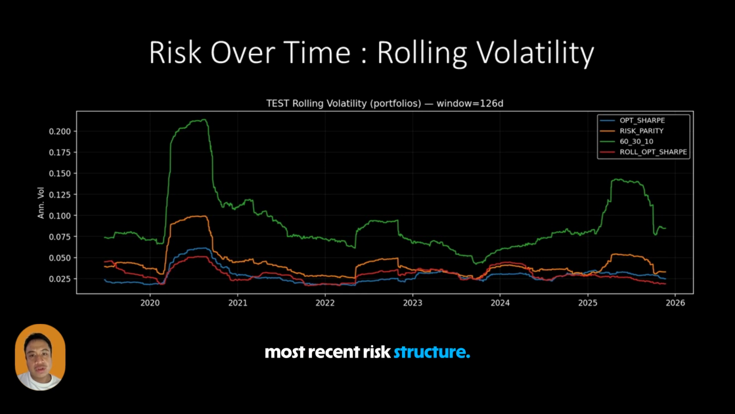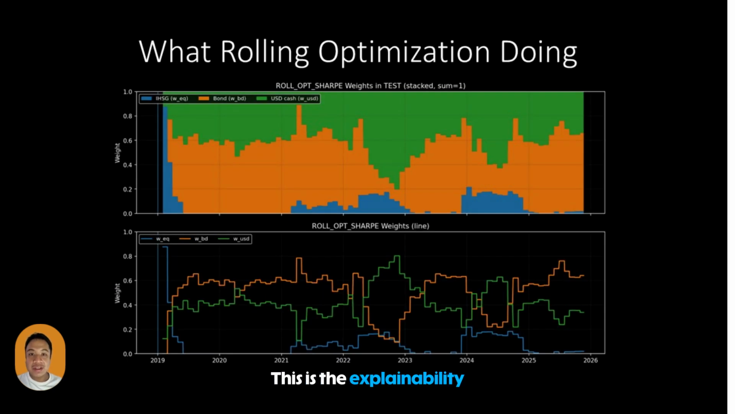This is the explainability slide, and it's the most important one if you want a method people can trust. Top panel, stacked weights, they always sum to 1. Bottom panel, the exact weight of equity, bonds, and USD. You can literally see the model's behavior. Sometimes it reduces equity exposure. Sometimes it leans into bonds. Sometimes it increases USD as a defensive sleeve.